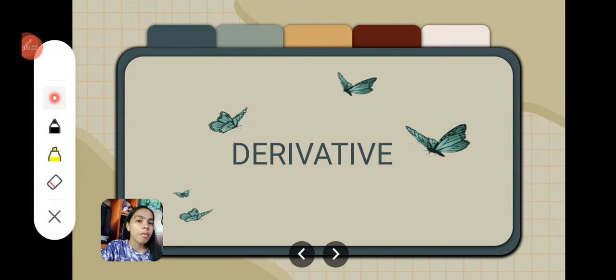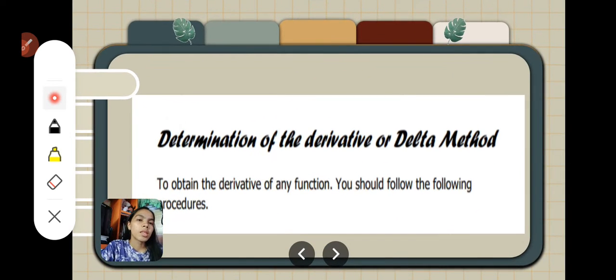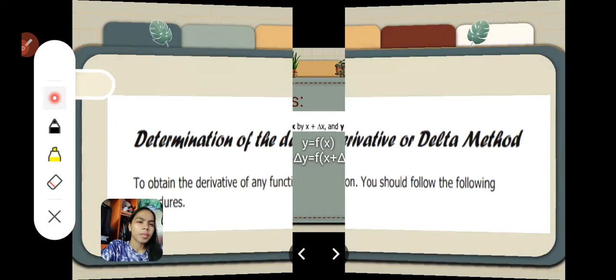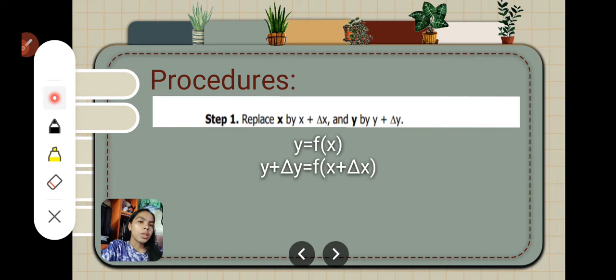Good day everyone. This time we will be tackling the derivative, the determination of the derivative by the delta method. To obtain the derivative of any function, you should follow these procedures. The general process is as follows. Step 1.